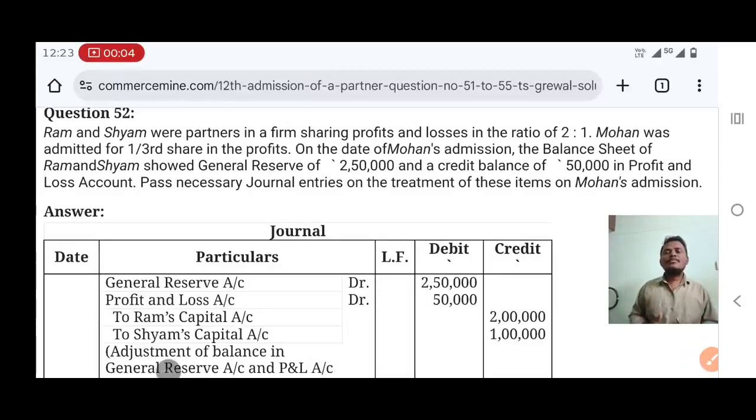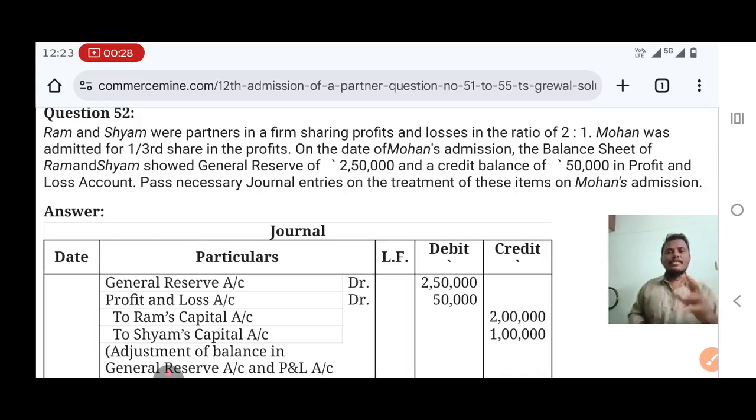In this video, I'll be sharing the most important concepts of distribution of general reserve, distribution of advertisement suspense account, and distribution of profit and loss account, which is shown in the liability side, and distribution of profit and loss account, which is shown in the asset side.